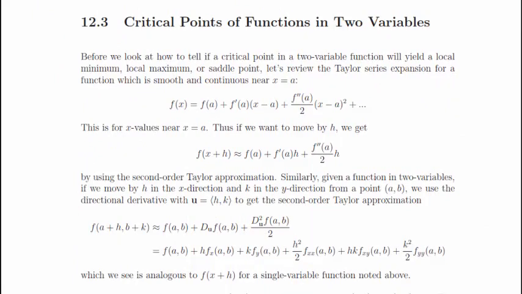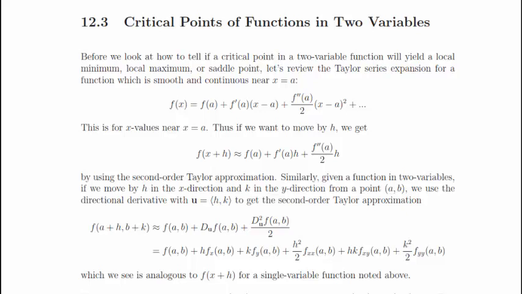All right, section 12.3, critical points of functions in two variables. Before we look at how to tell if a critical point in a two-variable function will yield a local minimum, maximum, or saddle point, we're going to do some review on Taylor series expansion for a function which is smooth and continuous near x equals a, so we're in a single variable. And this is going to lead into the whole explanation of how to tell.